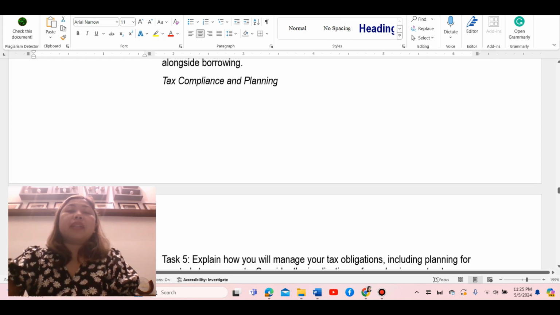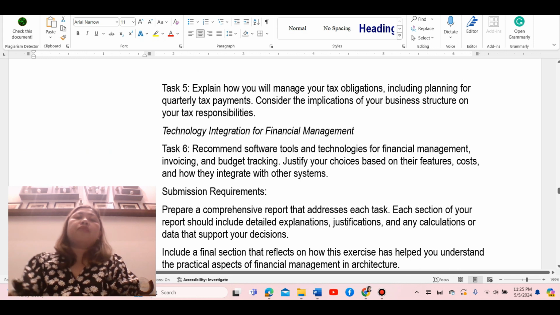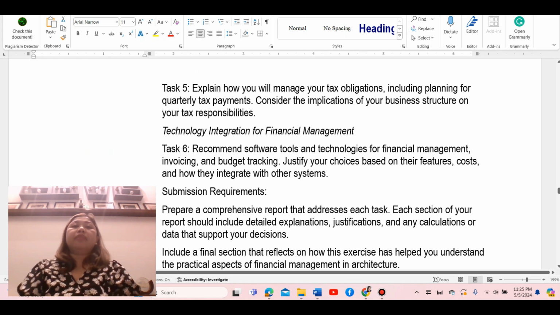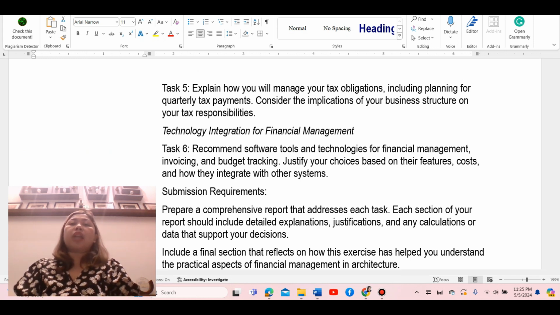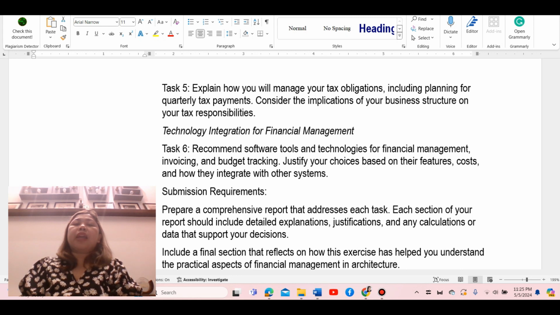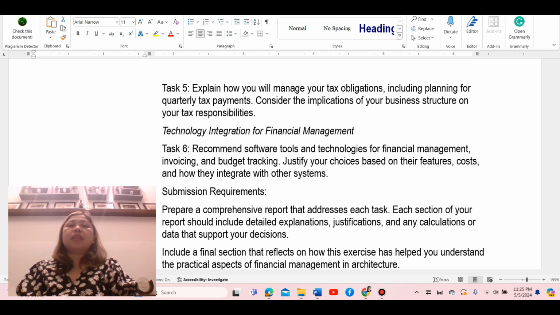Under the tax compliance and planning, your task is to explain how you will manage your tax obligations, including planning for quarterly tax payments. Consider the implication of your business structure on your tax responsibilities.